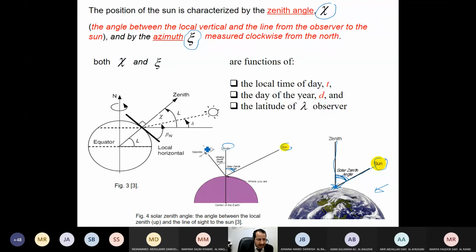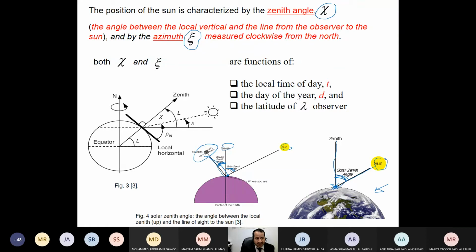If I talk about a satellite on the other side, the angle between the line from the satellite to my collector and the zenith, we call the satellite zenith angle. You got it? So this is the angle between the line from the sun to the collector and the vertical line. This is called the zenith angle. The azimuth angle is measured anti-clockwise, meaning from the north to the east, south, in this direction. I explained it in the next slide, because I will show you a figure to explain it.